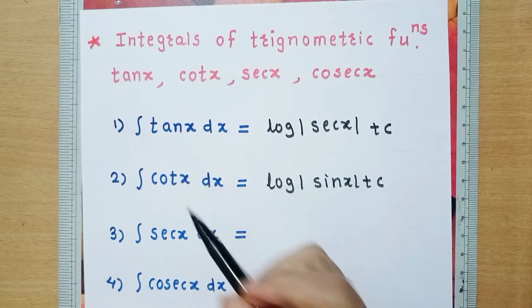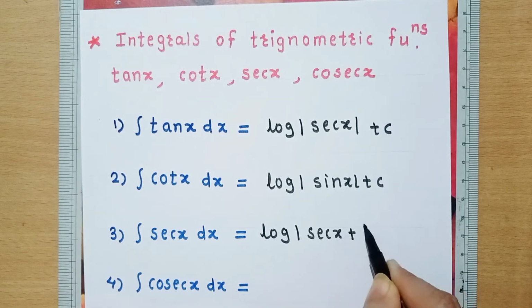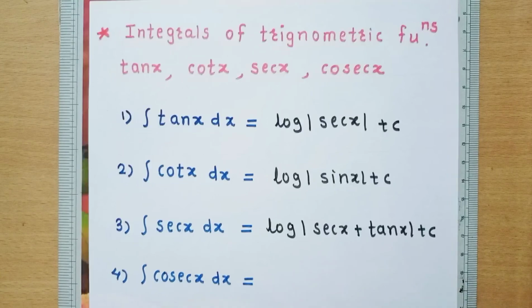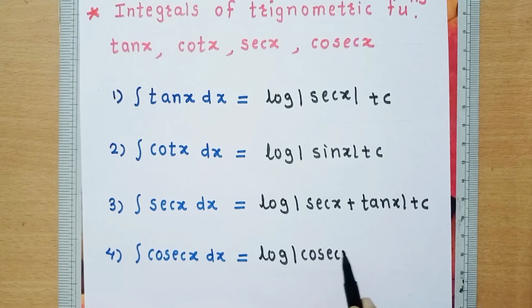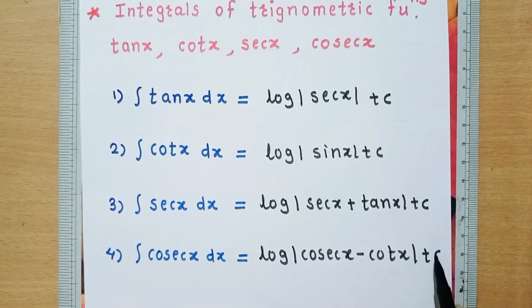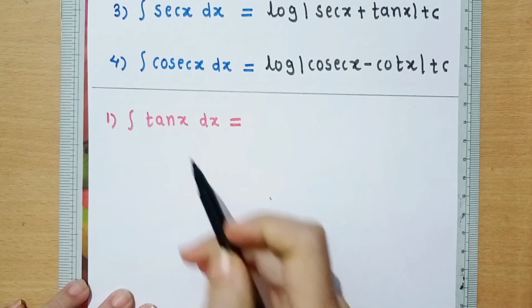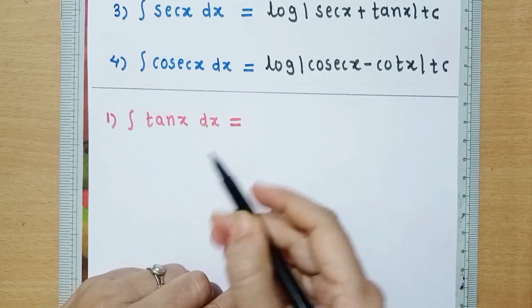We have solved this example above. Integration of sec x dx is log of mod of sec x plus tan of x plus c. And integration of cosec x dx is log of mod of cosec x minus cot of x plus c. And now we will prove these one by one. So let's check the solution of the first one, integration of tan x dx.